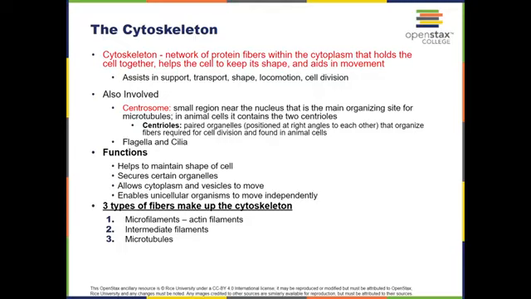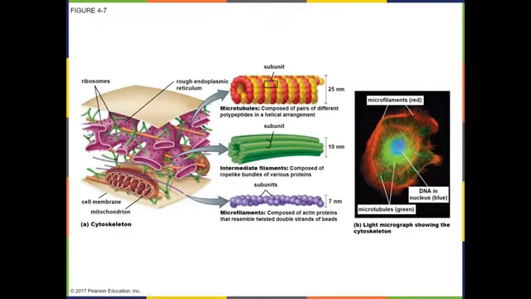The three fiber types that make up the cytoskeleton are the microfilaments, intermediate filaments, and microtubules. Again, I already mentioned the microtubules. They're made from the paired organelles called centrioles that hang out in the centrosome region, an area near the nucleus. That's their organizing site. And microtubules are also going to be involved in division of the nucleus later on when we look at cell mitosis or cell division.